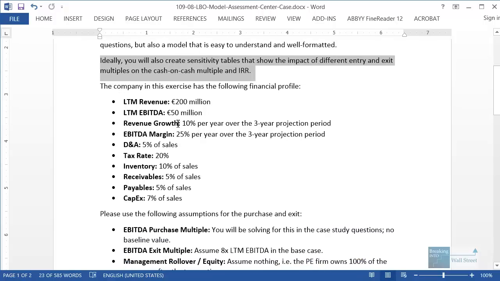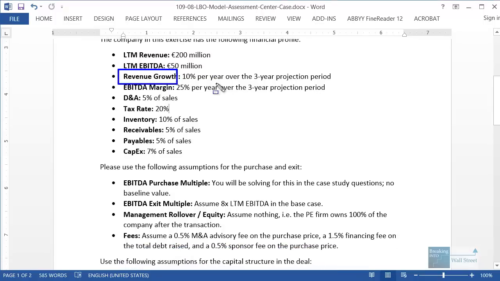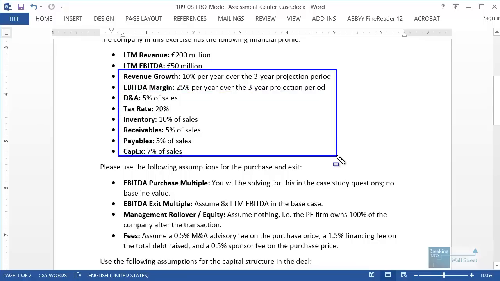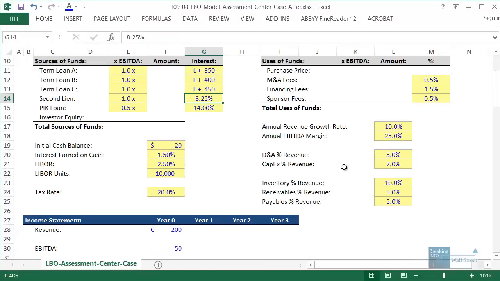And then they're giving us the company's financial information, their revenue and EBITDA: 200 million revenue, 50 million in EBITDA, both in euros. They're telling us to assume certain growth rates and margins going forward. And they're even giving us the information for the taxes and cash flow items like depreciation, amortization, capital expenditures, and even how some of these balance sheet items change or what percent of sales they represent. To save some time, I've already entered all these into our assumptions up here.